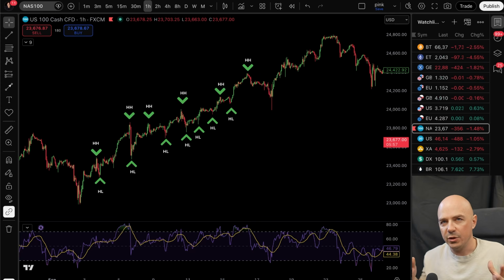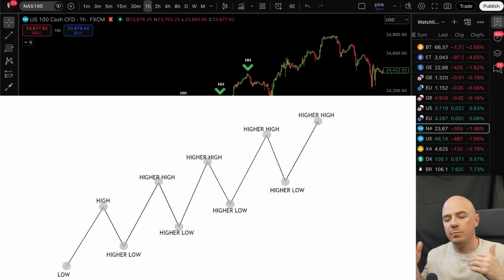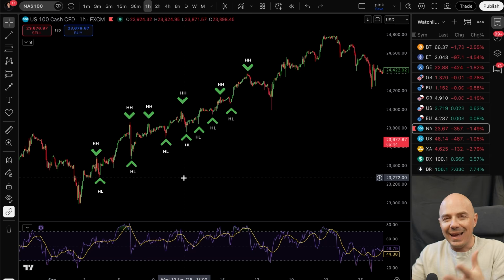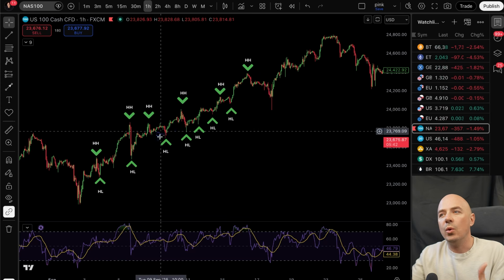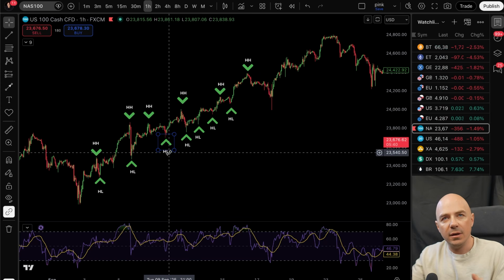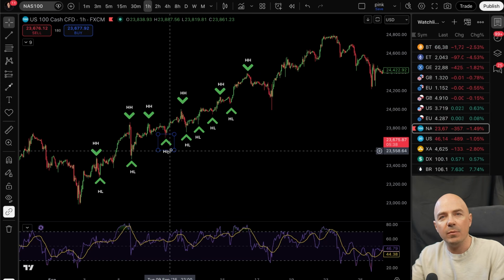So when you look at bullish market structure on the internet, you'll see images that look like this. This is perfect higher highs and higher lows, like a staircase pattern. But when you look at the actual markets, you see something more like this. It's much rougher and much harder to identify, which is where most people struggle.